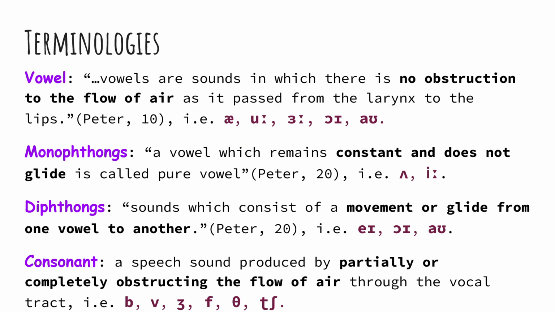Before we get started, I think it's worthwhile to look at a few terminologies in order to clear up this topic. The term vowel refers to the sounds in which there's no obstruction to the flow of air as it passes from the larynx to the lips. Examples of the phonetic alphabets are a, u, oi, ow.